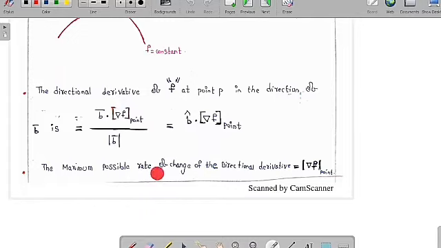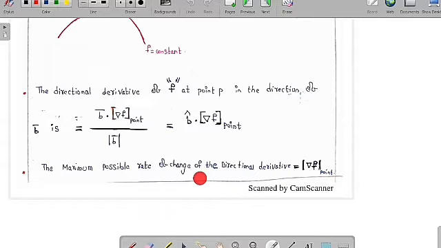The maximum possible rate of change of the directional derivative: if you want to know the maximum possible rate of change, that component is nothing but mod del f cos theta. It will be maximum only when cos theta is equal to 1, but cos theta is equal to 1 only when theta is equal to 90 degrees.